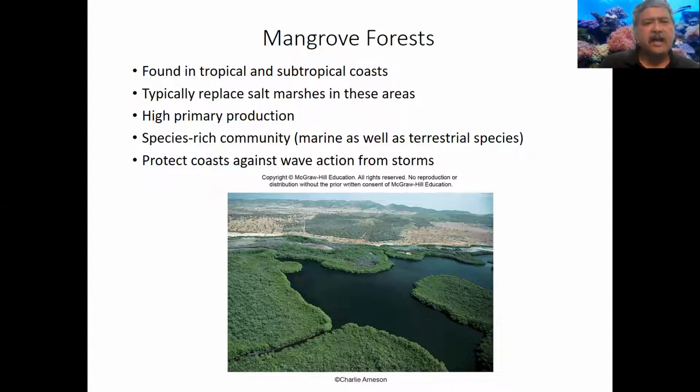Mangroves have a high primary productivity. That means they are able to produce a lot of photosynthetic products that can be the basis of their ecosystem.